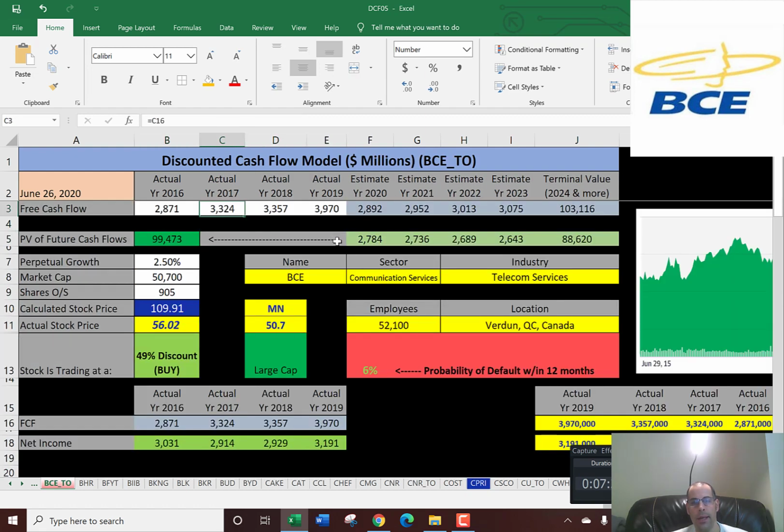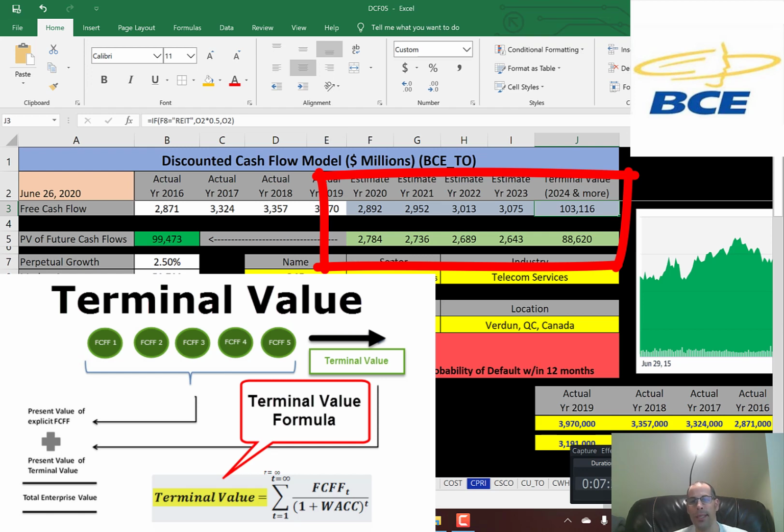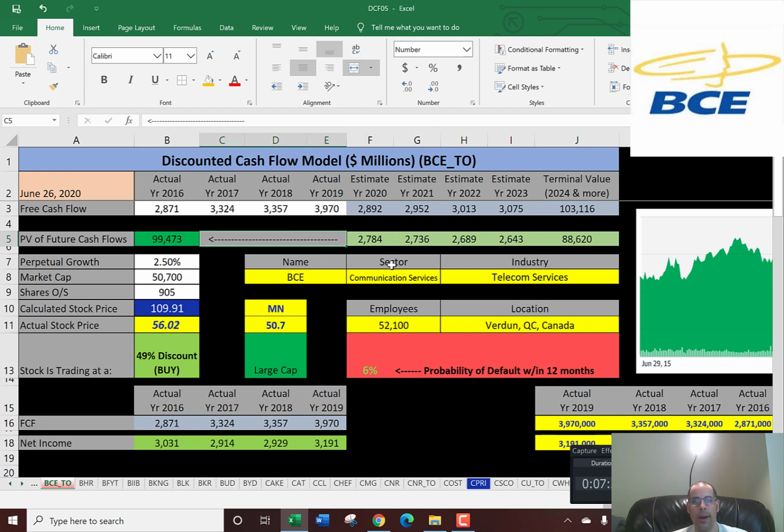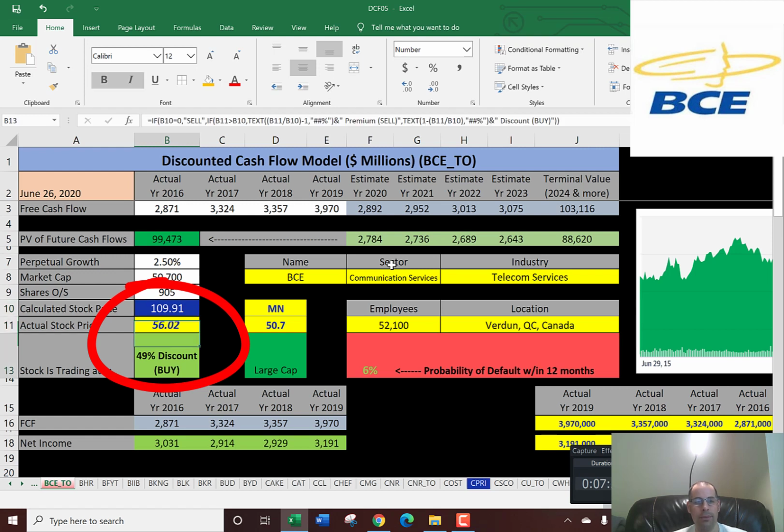So we estimated 4 years of future free cash flows. We also estimated a terminal value, which is all years past year 4. We discounted those numbers back to today using the weighted average cost of capital, and we get a value of the company of $100 billion. When we divide that by 905 million shares, we get an intrinsic stock price of 110. It's trading at 56. So it's trading at a 49% discount. So it's a buy according to the model.